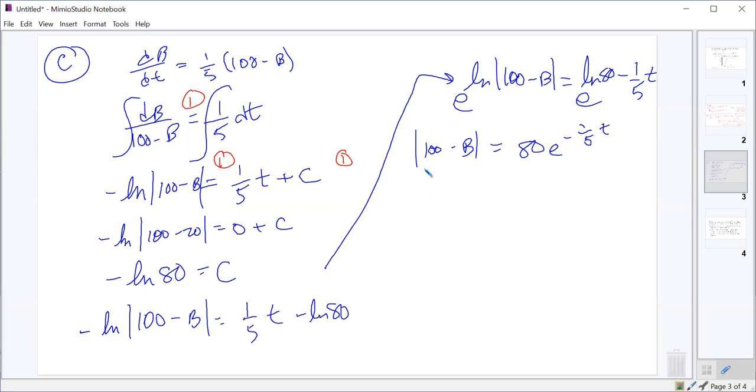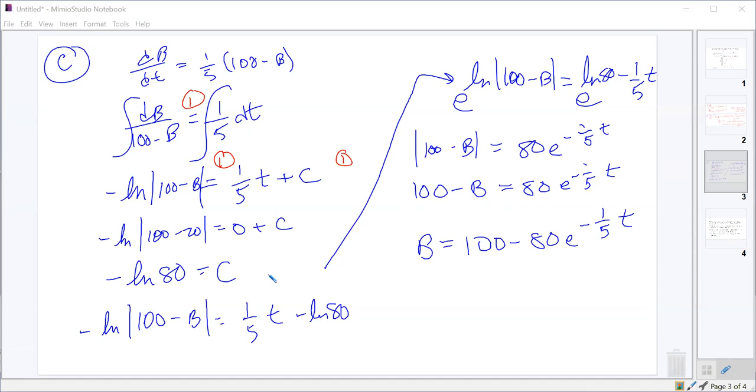And then as we take away the absolute value, we have to decide a plus or a minus here. And we can do that with our initial condition. If t is 0, this whole side is just 80. And if t is 0, b should be 20. Right? So we want this to be the positive, not the negative version of it. And so then we'll just add the b and subtract the 80 stuff. b equals 100 minus 80 e to the negative 1/5 t.